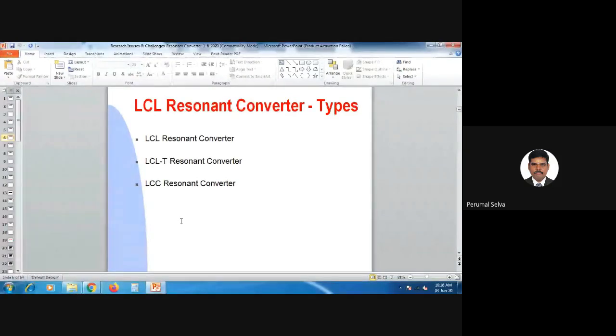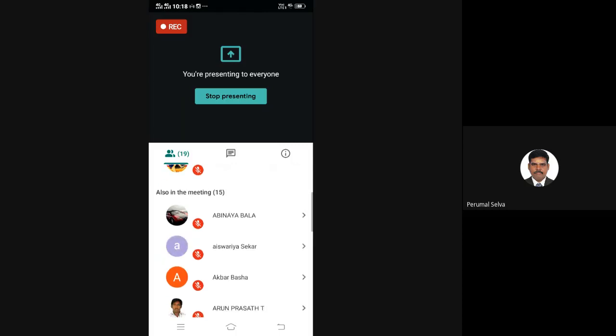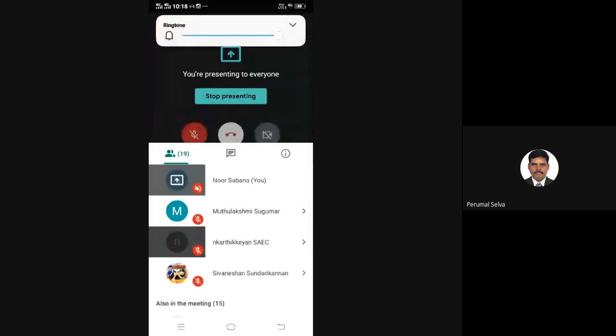So the LCLT resonant converter is two inductors and one capacitor connected in T type. So it is called the LCLT resonant converter, right? In the LCC resonant converter, we are using two capacitors and one inductor, right? So the series and parallel resonant converter circuits are the basic resonant converter topologies with two reactive elements.